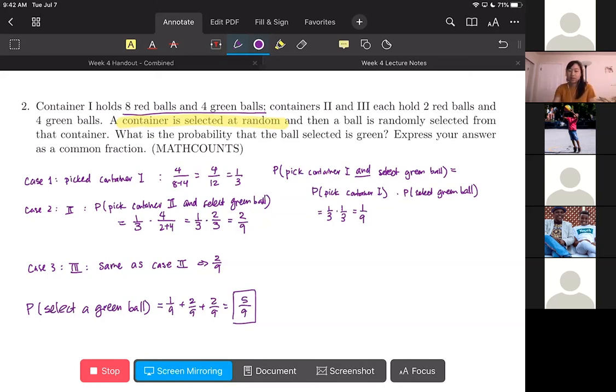The other thing that we used here was that if there are 2 events that are independent and we want to calculate the probability that either of them happens, then we want to add. So in this case, we could pick container 1 and select a green ball, or we could pick container 2 and select a green ball, or we could pick container 3 and select a green ball.